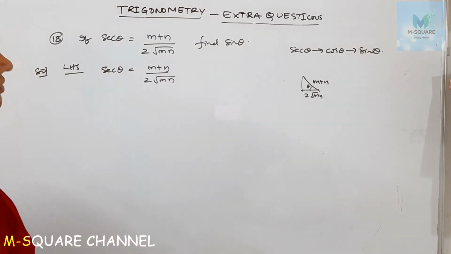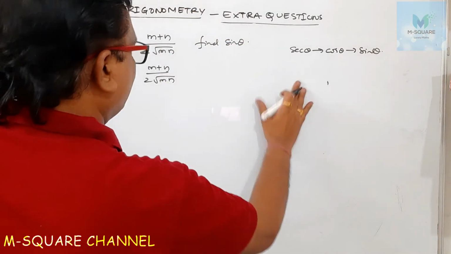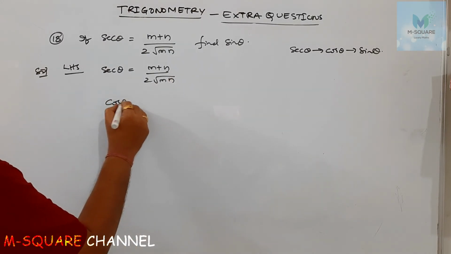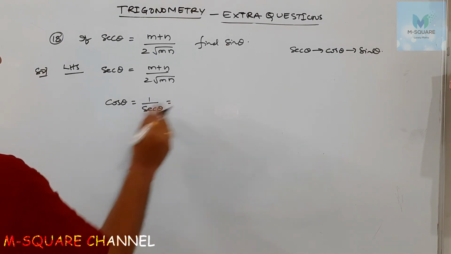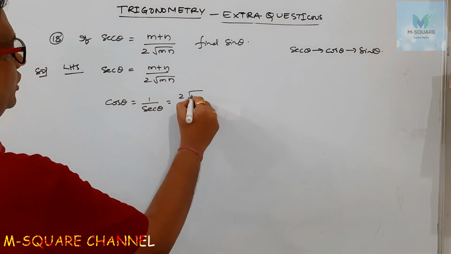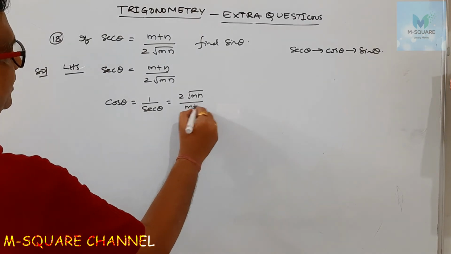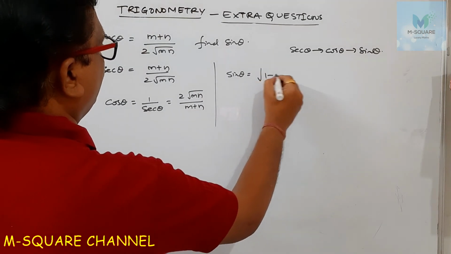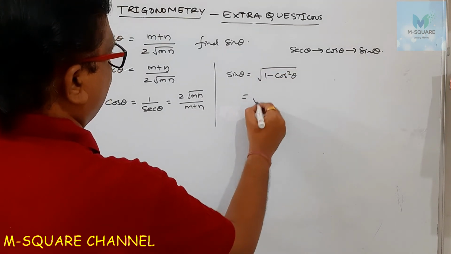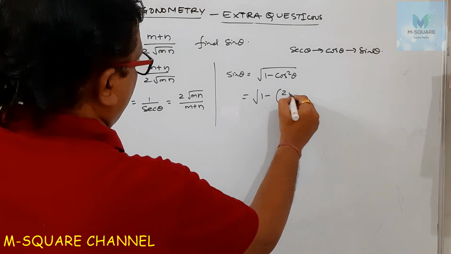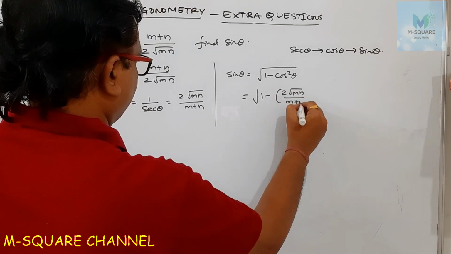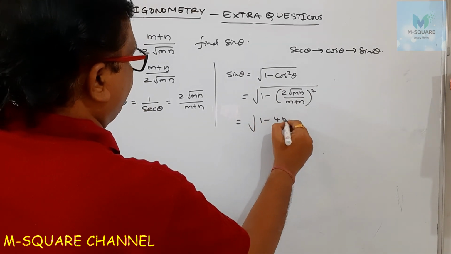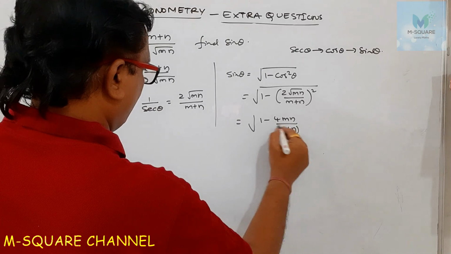So finally we get sin theta, that is m minus n, as the opposite side. Now please see what is cos theta. 1 by secant theta means reciprocal: 2 root mn by m plus n. Now what is sin theta? Root of 1 minus cos square theta. So root of 1 minus 2 root mn by m plus n whole square. So 1 minus 4 mn by m plus n whole square.